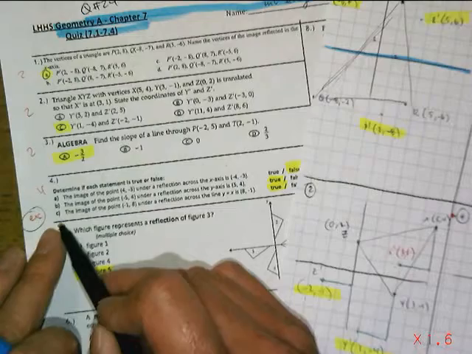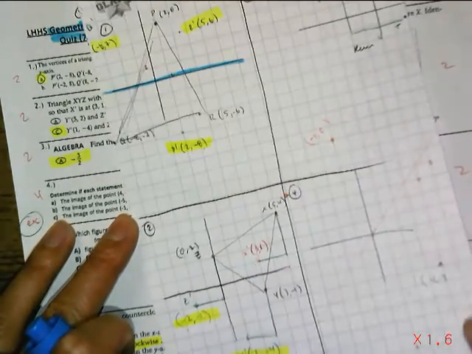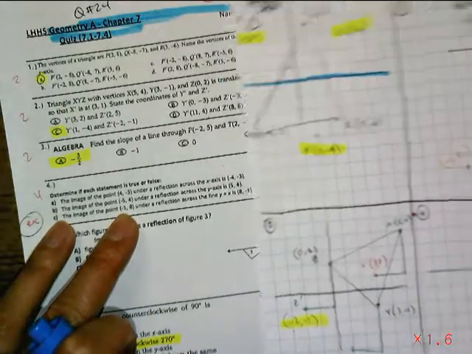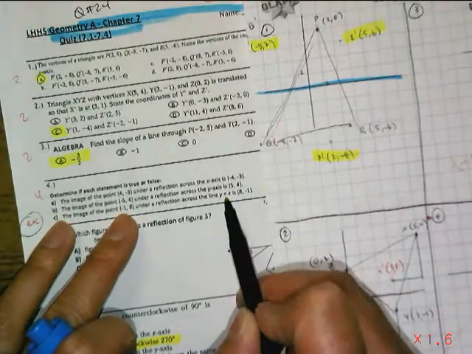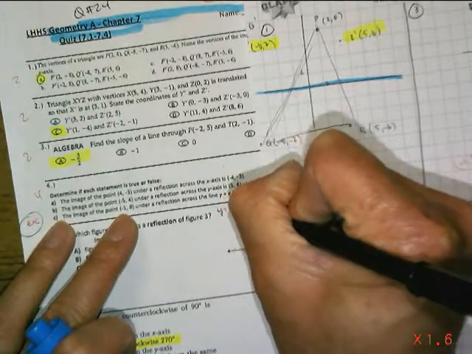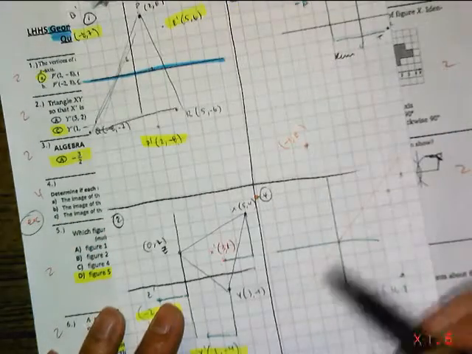The extra credit question was number 4C. It was 2 points extra credit. The image of the point -1, 8, so way up here, is reflected over the line y equals x. Y equals x, you can write that in slope-intercept form: y equals 1x plus 0. It goes through the origin and has a slope of 1. It's here in this orange line.